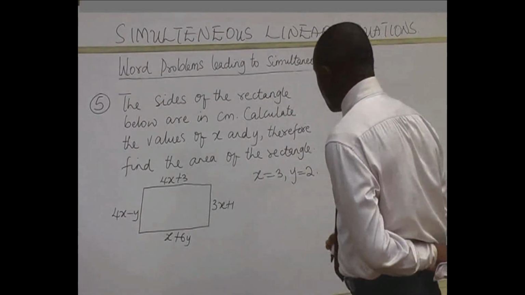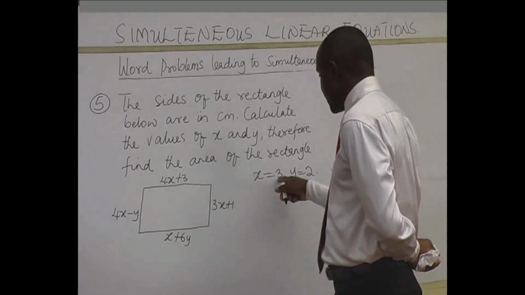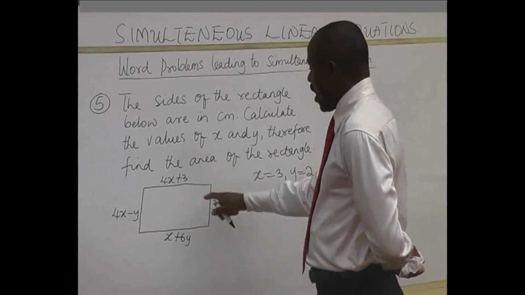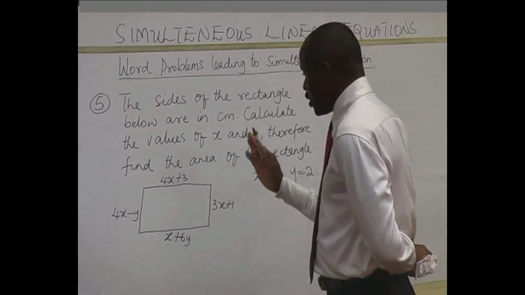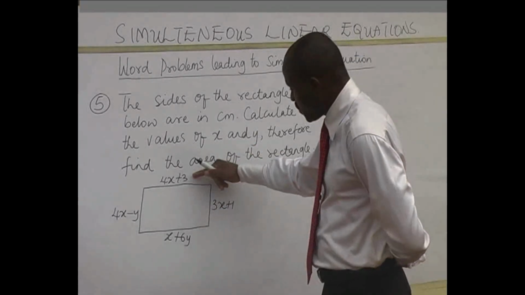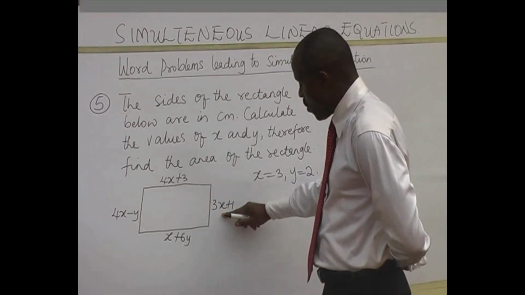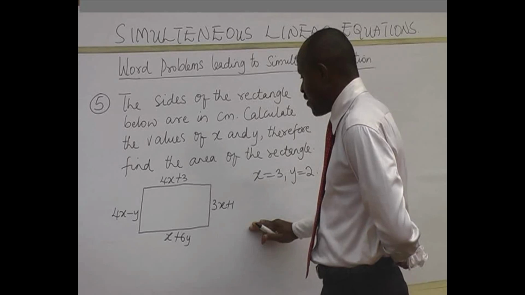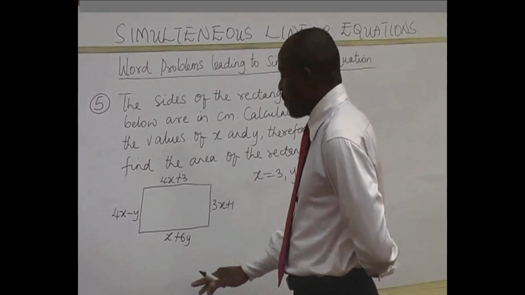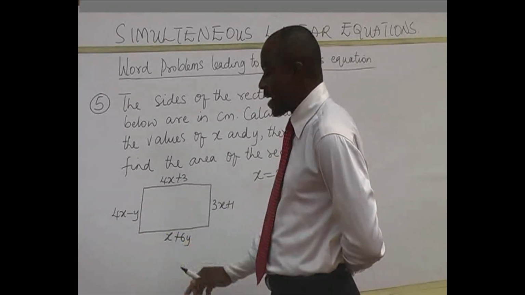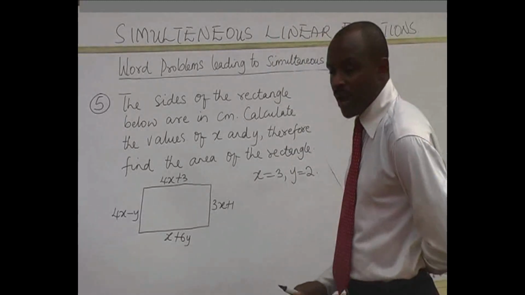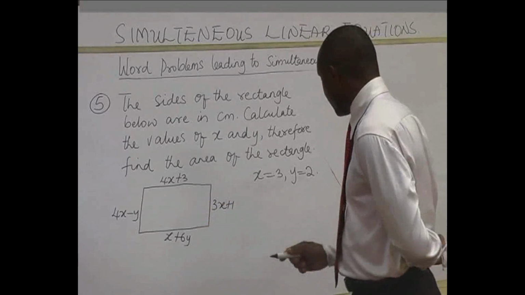Now we are going to use these values, x is 3 and y is 2, to find the area of this rectangle. We're going to do it in 2 ways. We're going to multiply this and this, and we'll find a particular value as the area of the rectangle. I will come back and multiply this and this, and find out that we get the same value as the area of the rectangle.